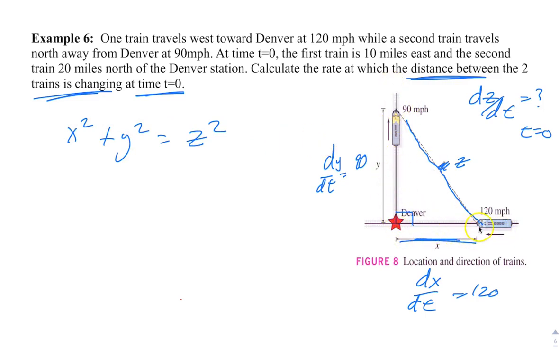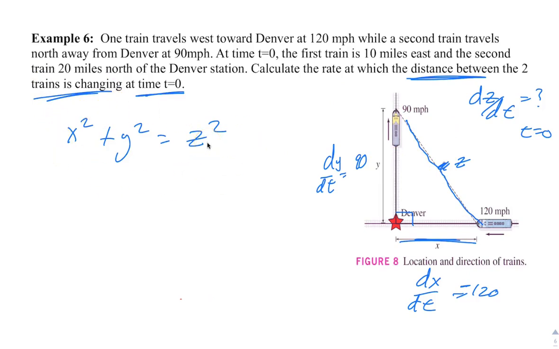This one's coming in, and actually think about it, since this one's coming in, going from right to left, it's actually negative 120 miles per hour, because it's coming inside, where this one's going out, right? It's like an XY chart. Going to the right is positive, going to the left is negative. Going up is positive, going down is negative. And by the way, z is constantly changing, right? This distance is changing. So I just have this equation, no constants.